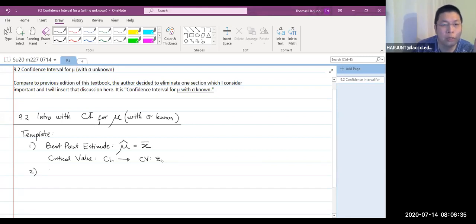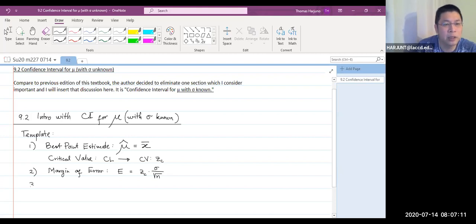So step 1 has 2 parts: best point estimate and critical value. Step 2, margin of error, denoted by E. No parenthesis, no X, that's expectation. So capital E without anything else refers to error. Margin of error is equal to the critical value times the population standard deviation over the square root of the sample size.